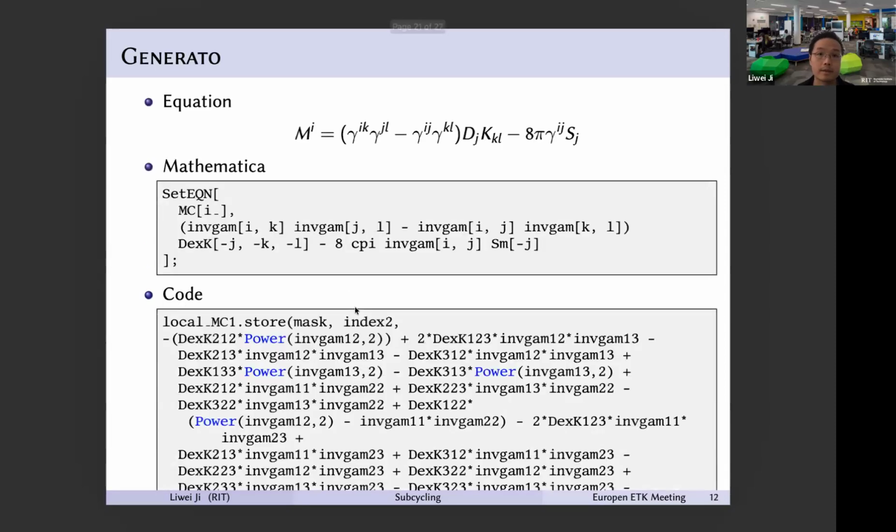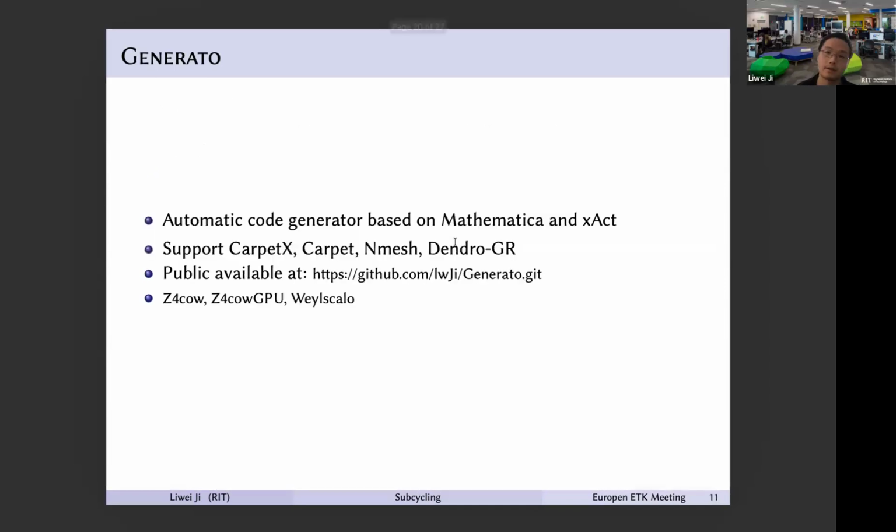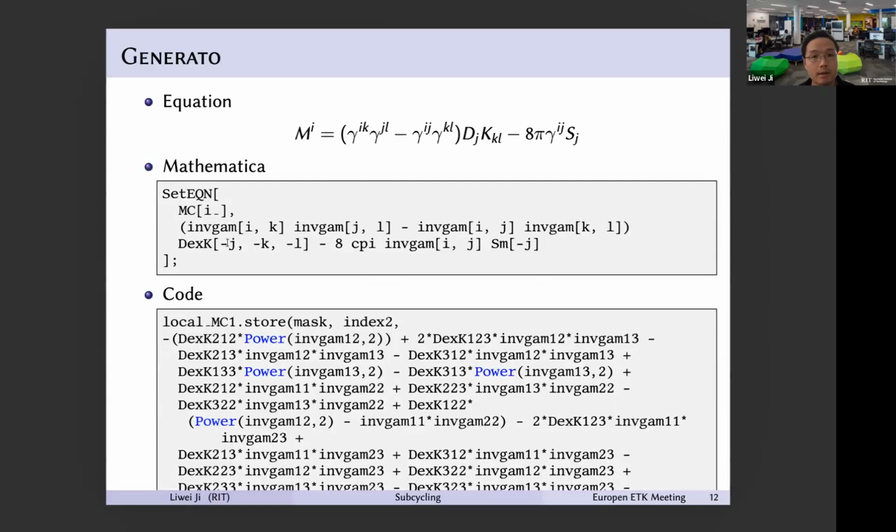Here's an example of how this code generator looks. Here's an expression of the momentum constraint of Einstein's equation, and in the code generator it looks like this. It's based on the tensor package called XX, using the convention that without a minus are up indices, with a minus are down indices, and the underscore is basically the mathematical convention that these are free indices.